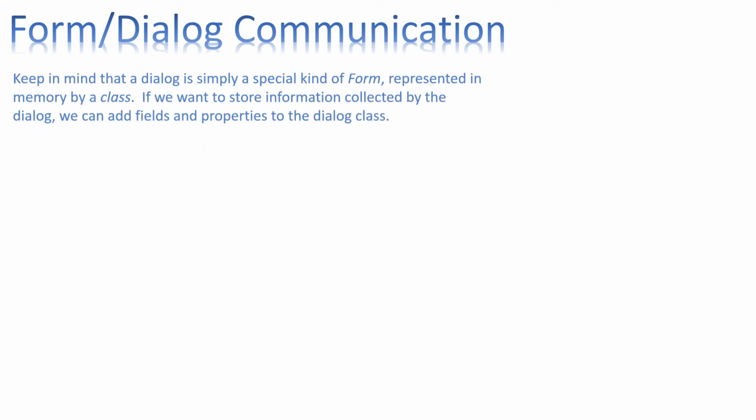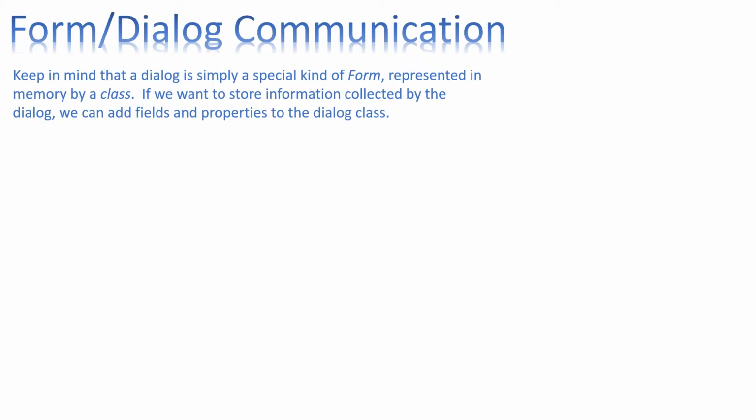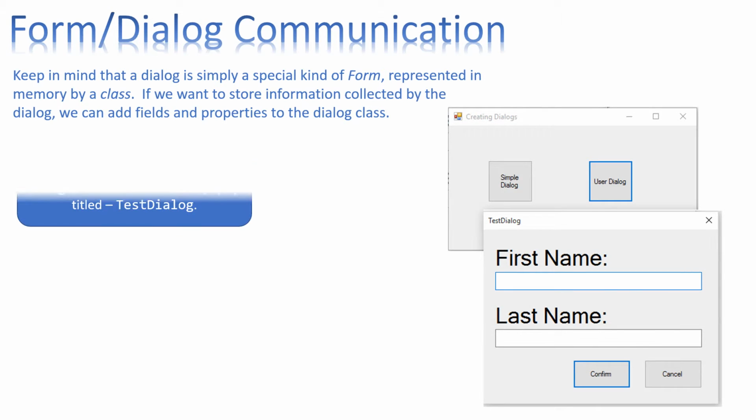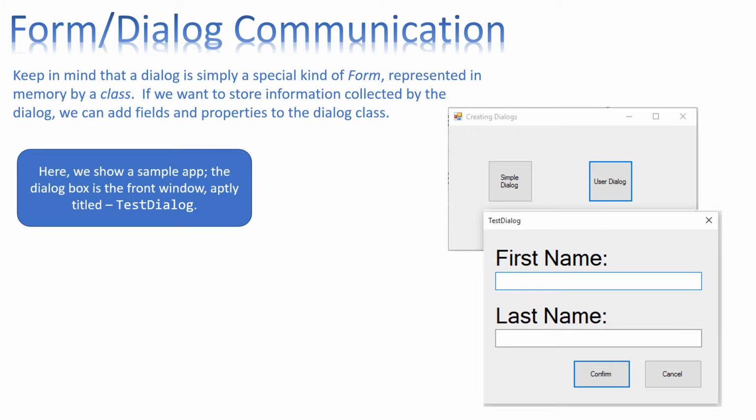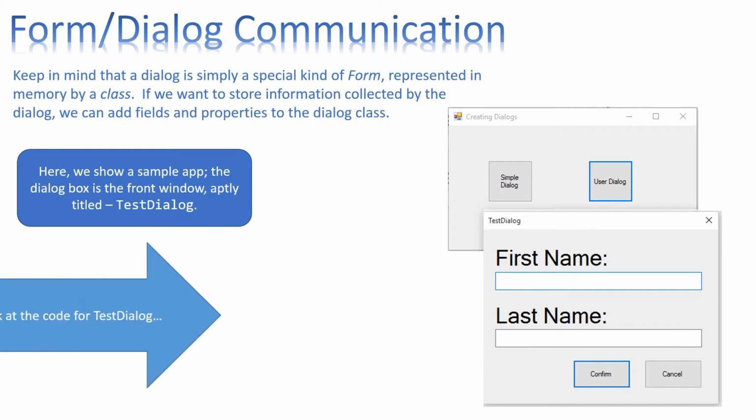Form dialog communication is very simple to create. Keep in mind that a dialog is simply a special kind of form represented in memory and in our program by a class. If we want to store information collected by the dialog, we can add fields and properties to the dialog class. Here's an example. The dialog box is, of course, the front window, aptly titled Test Dialog, and it simply collects your first name and last name.